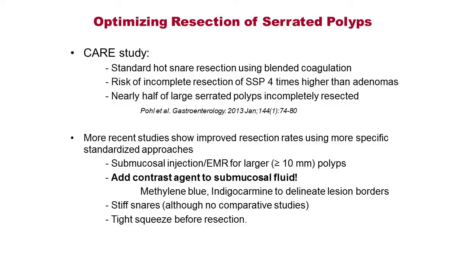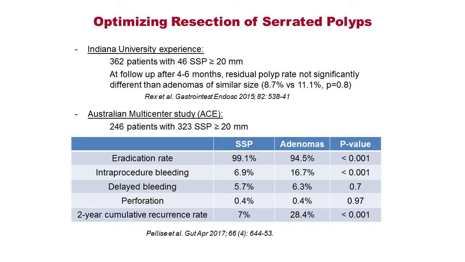And the key thing here is adding a contrast agent to the submucosal fluid: methylene blue, indigo carmine, whatever you have available. Other things, I'll show a video in a second to illustrate, that can optimize resection are using stiff snares and tight squeeze before resection, although there aren't really any comparative studies to prove that these methods are superior. This leads to optimized outcomes.